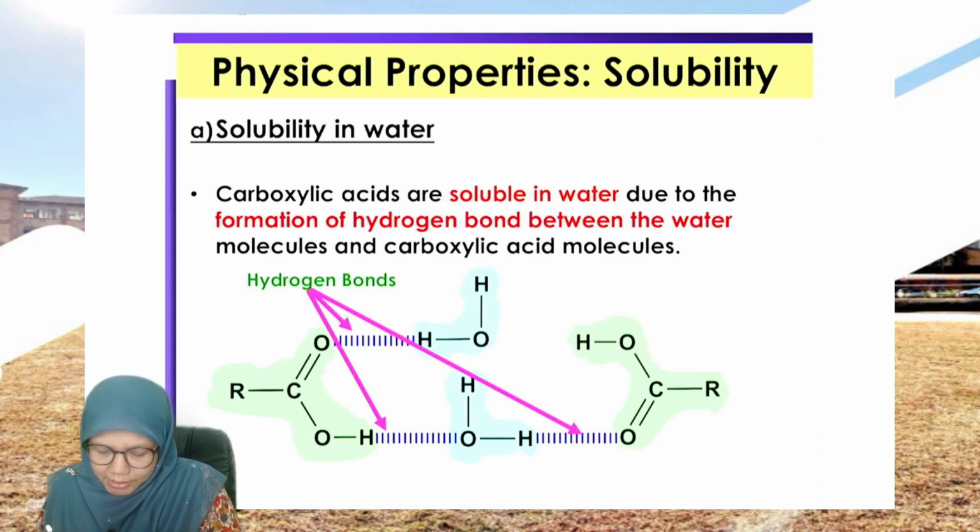Okay, so kita lihat kat sini, structure carboxylic acid, dia ada C double bond O, OH. So this part can form hydrogen bond with water molecule. H bonded to O, interaction with O in water molecule. Okay, this part pun ada hydrogen bond with water molecule. This part pun ada hydrogen bond with water molecule. Dan dekat sini pun kalau kita letak water molecule pun boleh ada hydrogen bond with water molecule. So that's why carboxylic acid soluble in water.